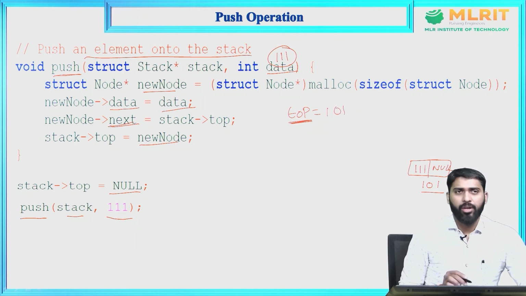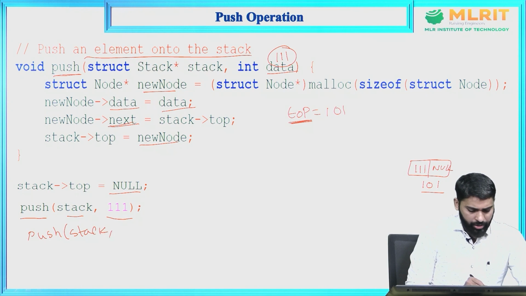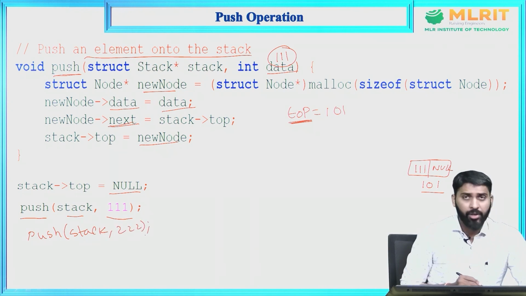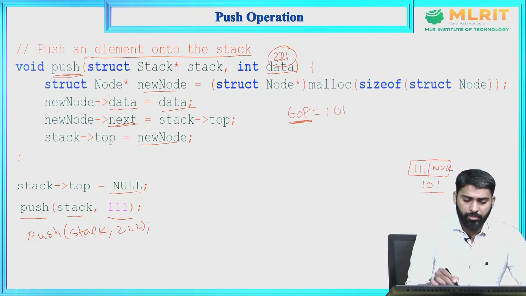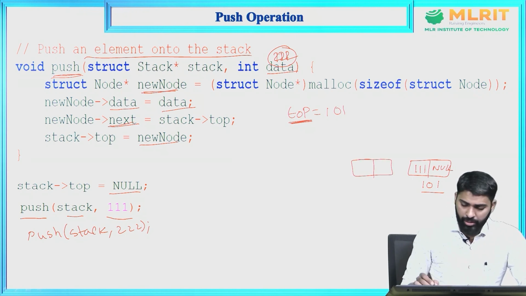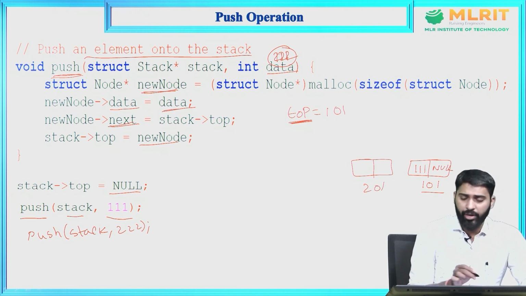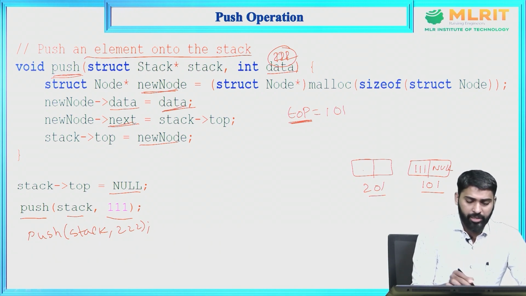Okay. Now if I call one more time, push stack 222. Now what happened? The same function call, push function. Now the data is 222. One new node is created. Let us assume the address is 201. Insert the new node arrow data. So new node is 201, 201 arrow data is data, that is 222.